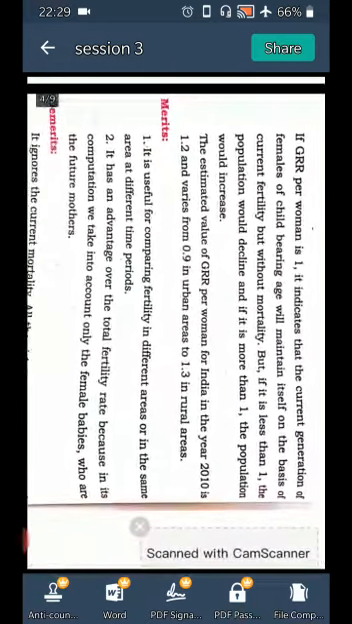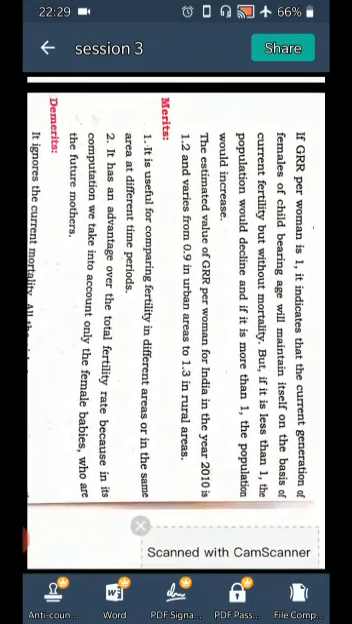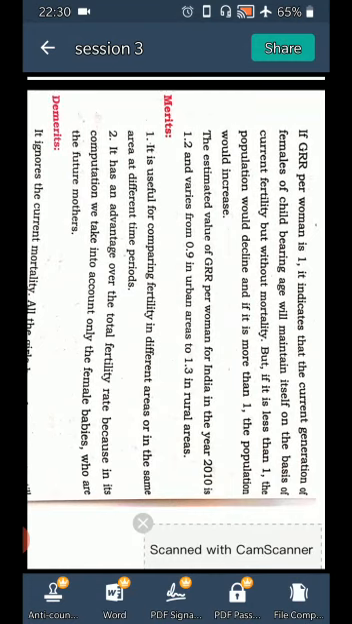Now there is one more important thing. If GRR per woman is 1, it indicates that the current generation of females of childbearing age will maintain itself on the basis of current fertility, but without mortality. So when you calculate GRR, if its value is 1, the current generation of females of childbearing age will maintain itself; it will remain constant. But if it is less than 1, the population will be decreasing, and if it's more than 1, the population will be increasing.